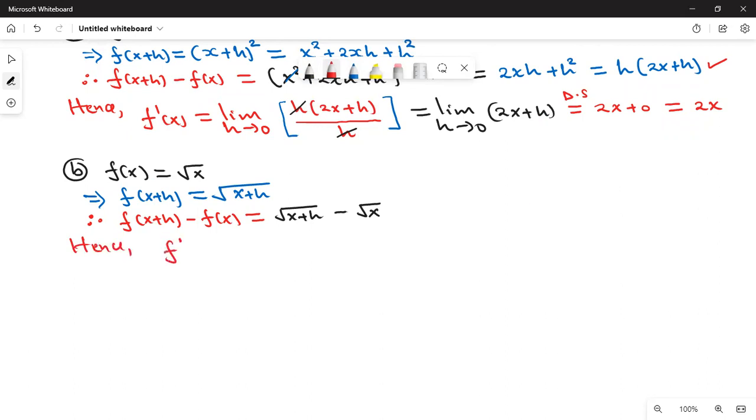Now our f prime of x, when we use the formula first principle, that will give us the limit as h approaches 0 of our numerator, the square root of x plus h minus the square root of x, and denominator we have h. That is when you use the first principle. So that's limit as h approaches 0. How do we evaluate this limit?